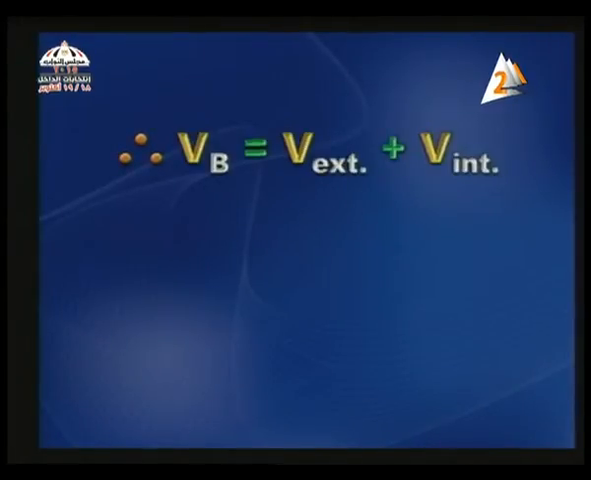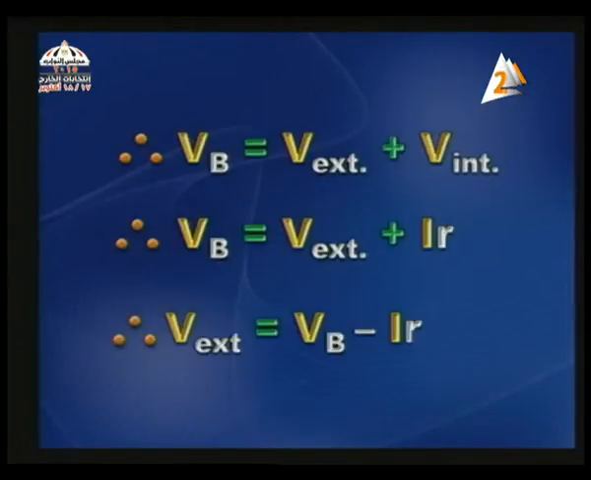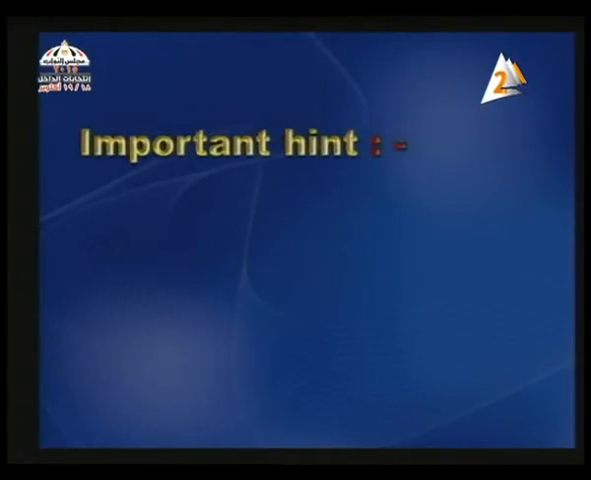So V battery is equal to V external plus V internal. V battery equals V external plus Ir. V external equals V battery minus Ir. So when the current decreases, V external increases. We've got a very important hint here.